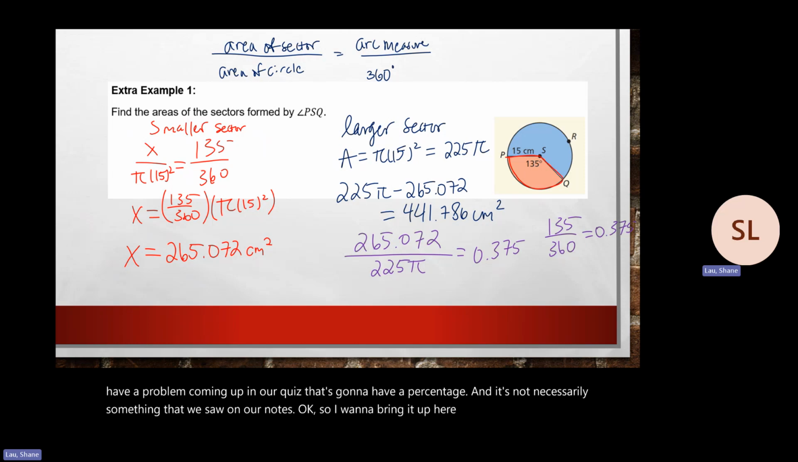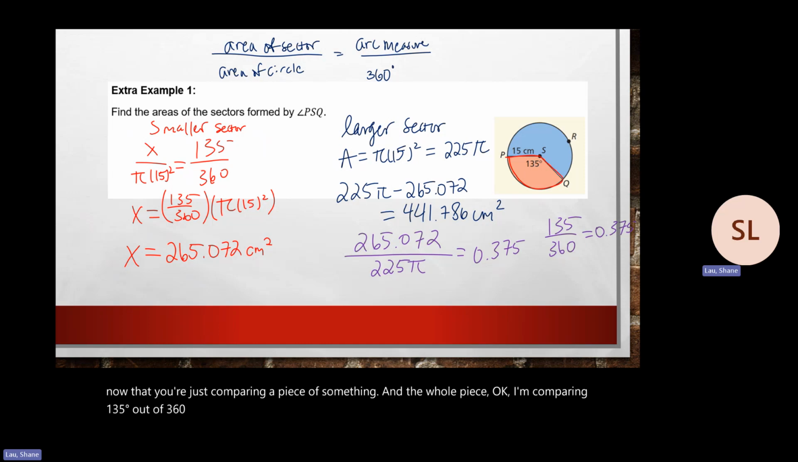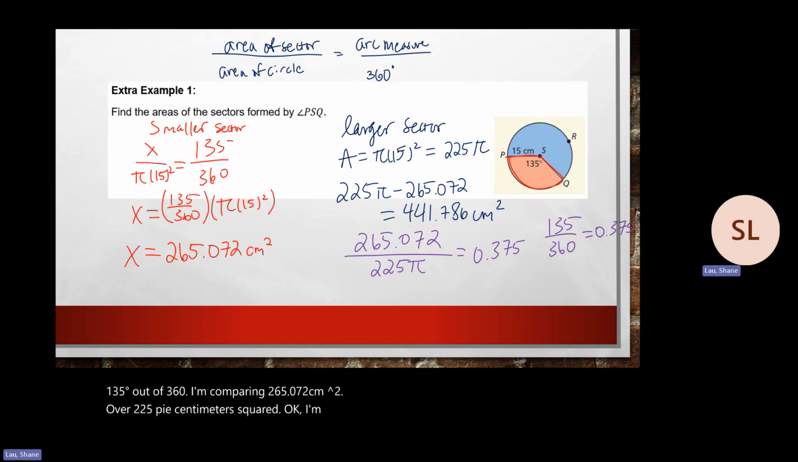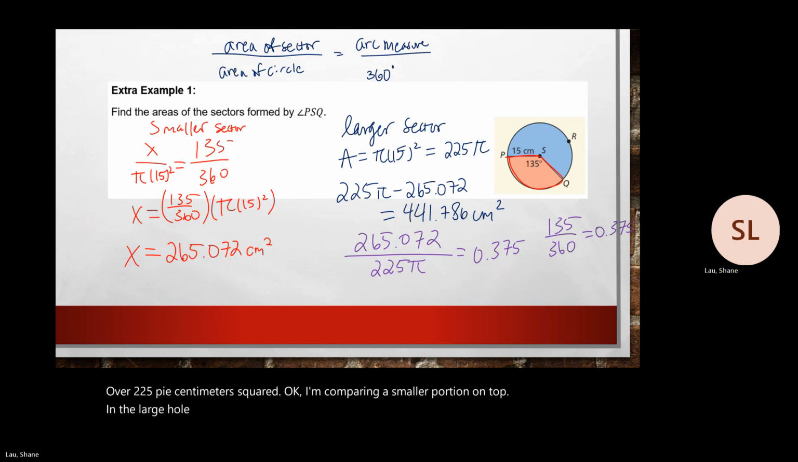I want to show it here now that you're just comparing a piece of something and the whole. I'm comparing 135 degrees out of 360. I'm comparing 265.072 centimeters squared over 225 pi centimeters squared. I'm comparing a smaller portion on top and the large whole portion on the bottom. And so that's what I want to leave you with.